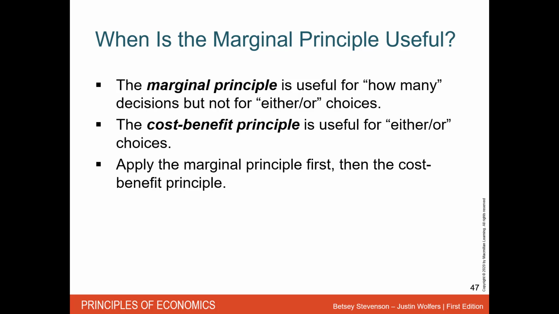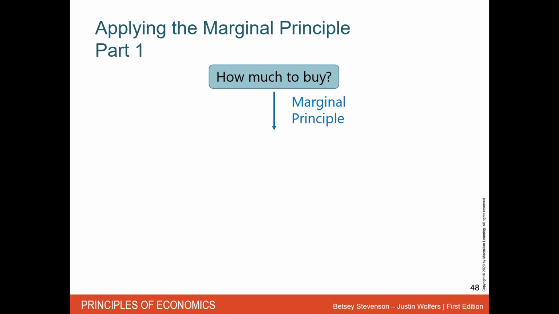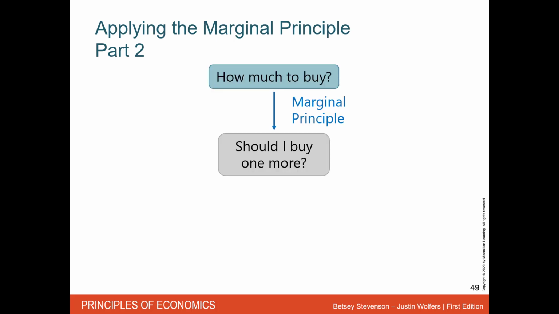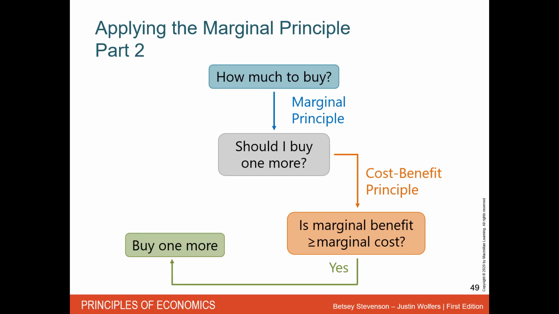Let's break this down slowly. So let's start with a question of how much to buy. We can use the marginal principle to break this down into a series of marginal questions. Instead of asking how much to buy, we can further simplify the problem by asking, should I buy one more? Once we have that, we can use the cost-benefit principle to decide whether we should buy one more item. If the marginal benefit is larger than or equal to the marginal cost, then yes, we buy one more item.